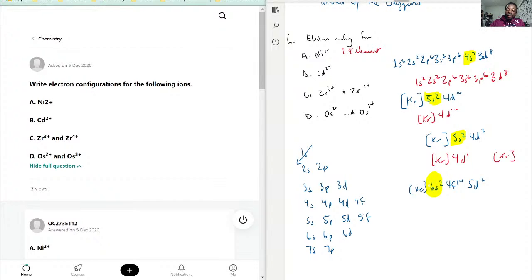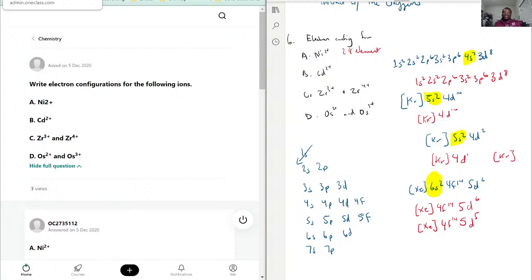We will have, this is shorthand, 4f14, 5d6 still, which is good. And then for the Os3 plus, we have the same thing here, 4f14, and then 5d5. Sorry, I was just decreasing the wrong part. But exactly, see? That way, I was now able to account for all the electrons that may have gone based on the ion given.